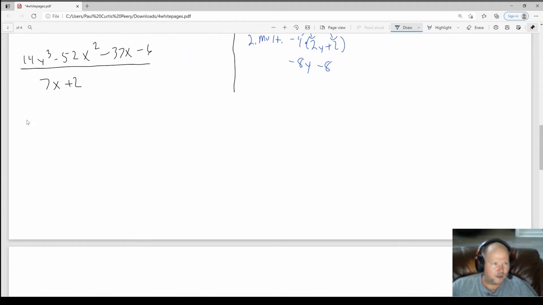If you get a longer problem like this, you're going to do the same steps, but you're just going to do them for longer, right? So let's see what we get here. We get 14x cubed plus 52x squared minus 37x minus 6.